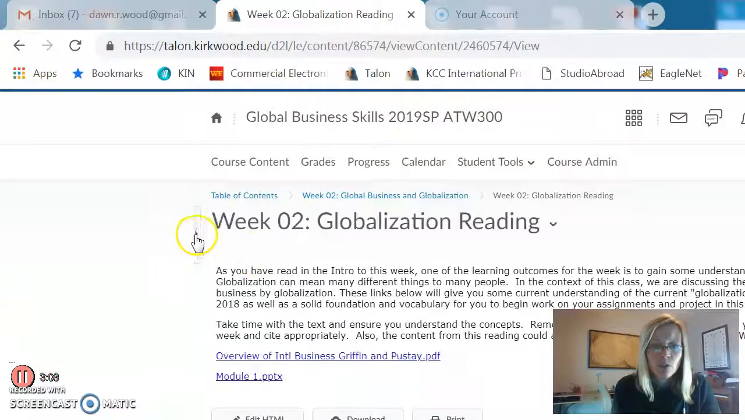Here are 2 readings that you have: the overview of international business from Griffin and Pustay, and then module 1, a PowerPoint that you'll do some reading on.